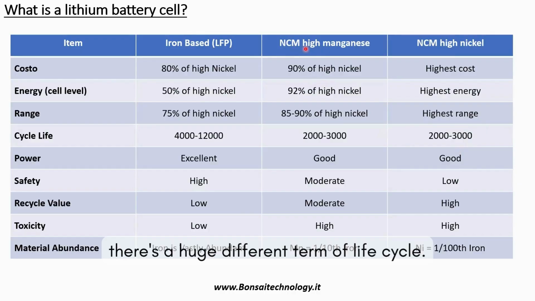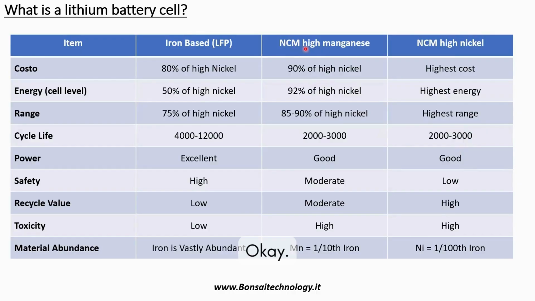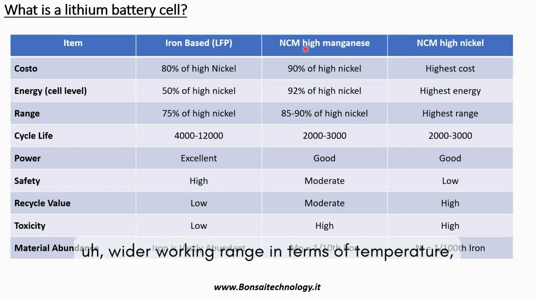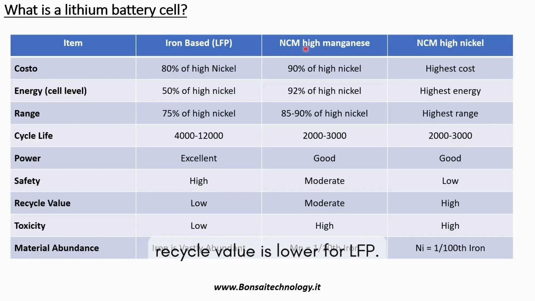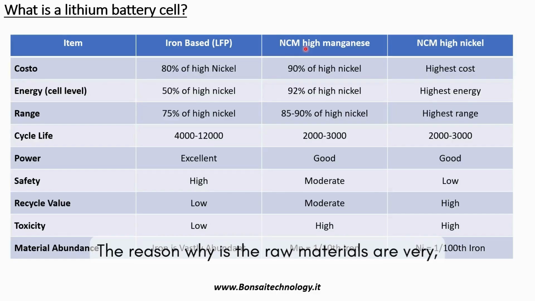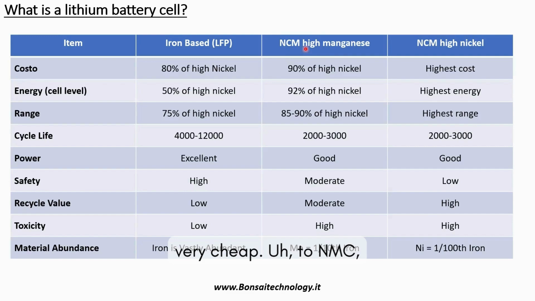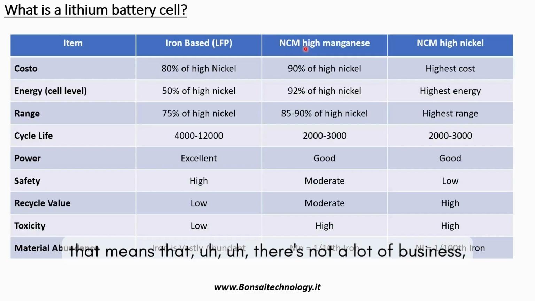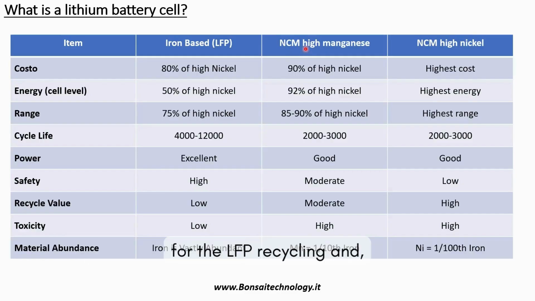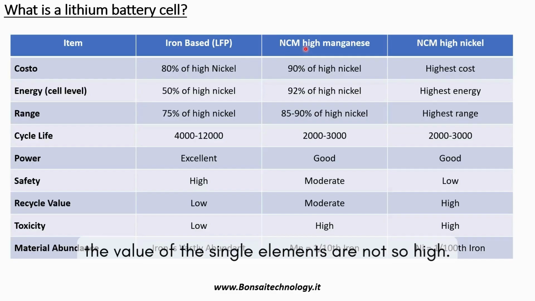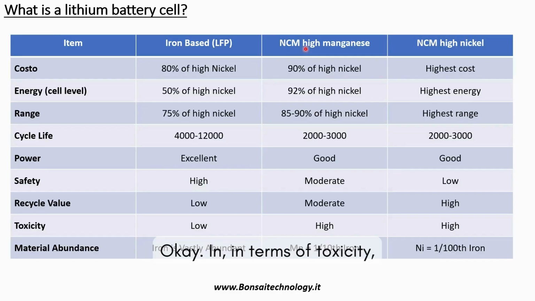As mentioned before, there's a huge difference in terms of life cycle, okay? And the safety is higher for LFP, due to the wider working range in terms of temperature. The recycle value is lower for LFP. The reason is that the raw materials are very cheap compared to NMC precursor compounds. That means there's not a lot of business for LFP recycling, because the value of the single elements is not so high.